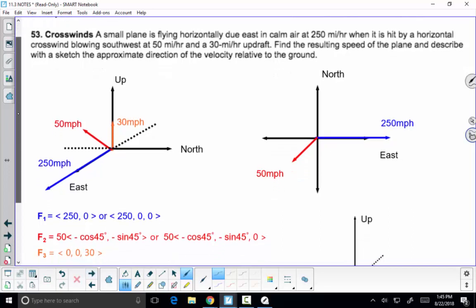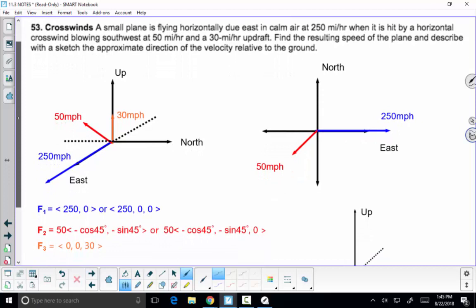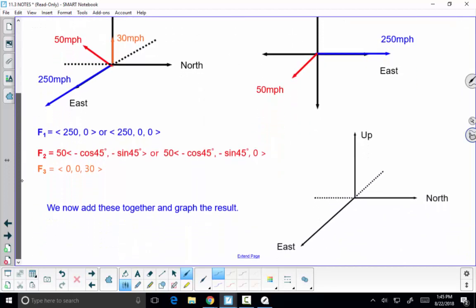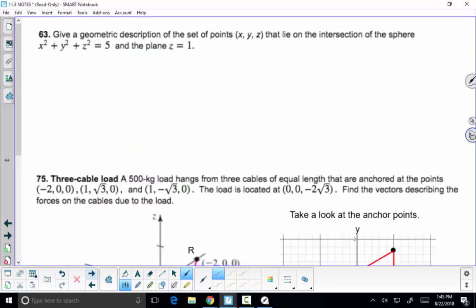All right, so this is one like we just did. I'm not going to go through this one because we just did one. But you can look through this. This is exactly what we just did. So try that one if you want. All right, how about this one?